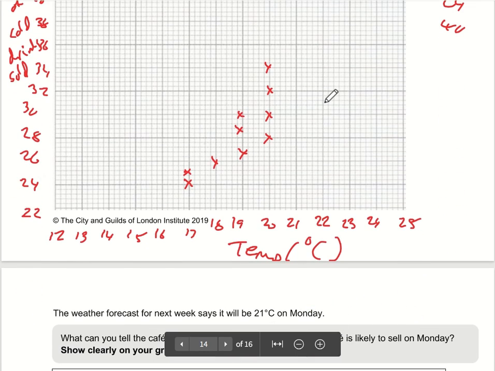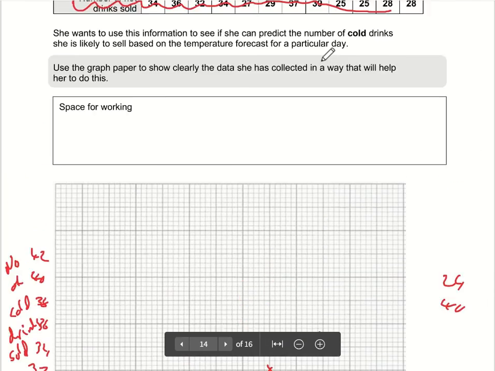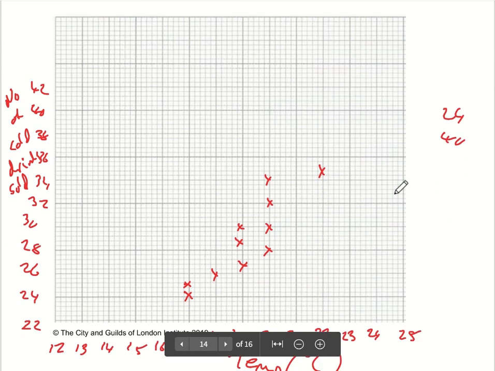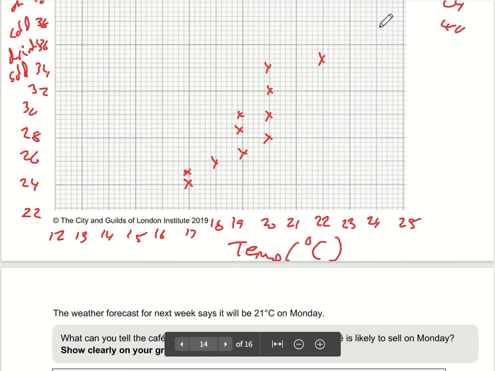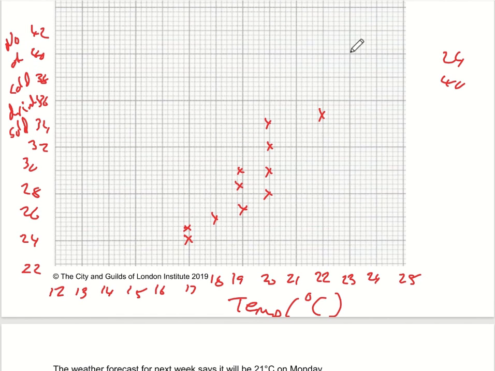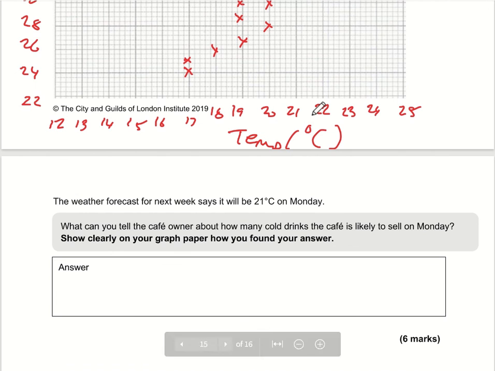And finally that last value, 22, 35. Actually there was one other value that was circled that hasn't been plotted though, 23 and 40, the maximum of 40. There we go. Right, okay, so all the data has been plotted.